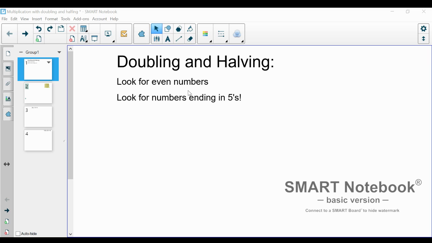So you want to look for even numbers and numbers ending in 5, because the doubling and halving method basically takes numbers that might be trickier for you to multiply in your head and finds ways to make those numbers more friendly for you to multiply. And usually even numbers and numbers ending in 5 are easier for you to multiply in your head. I'll show you some examples.